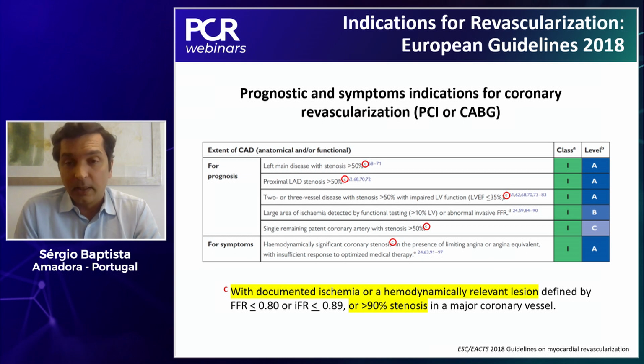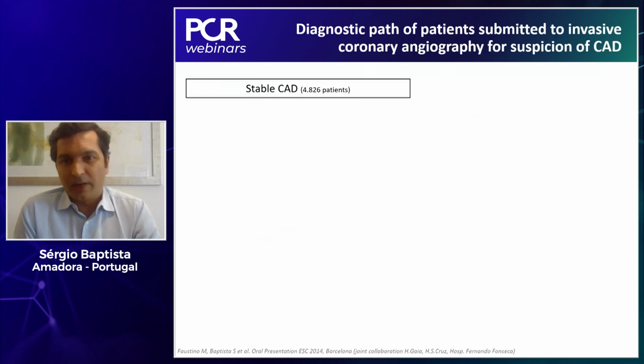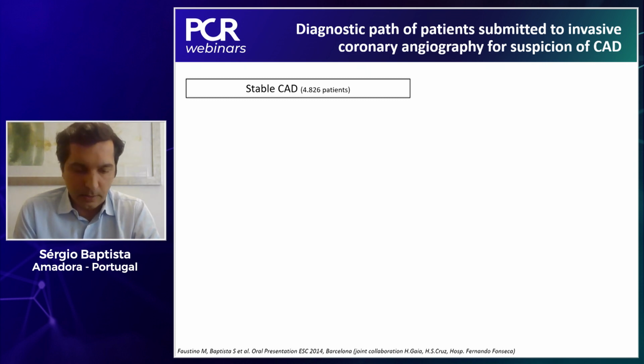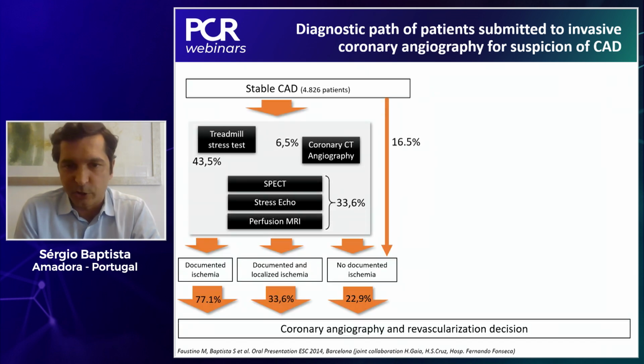And actually, the thing is that in your daily work, in your cath labs, most of your patients, as I will show you, will not have this information. This is some work we did a few years ago with stable patients that were referred for suspicion of coronary artery disease, almost 5,000 patients. And we looked at the information we had when they arrived in the cath lab. And as you can see, the vast majority at that time only had a treadmill stress test, and only around 33% of the patients had documented and localized ischemia.